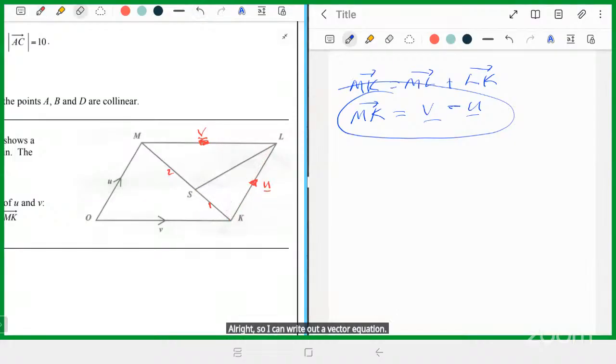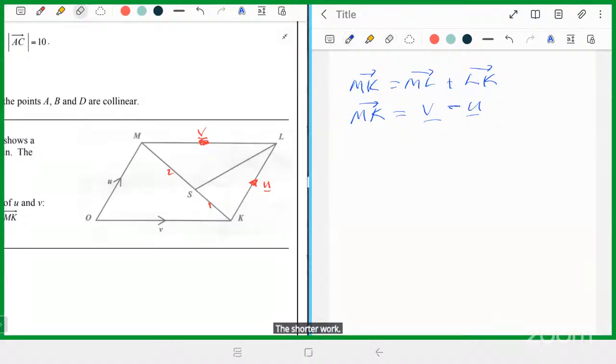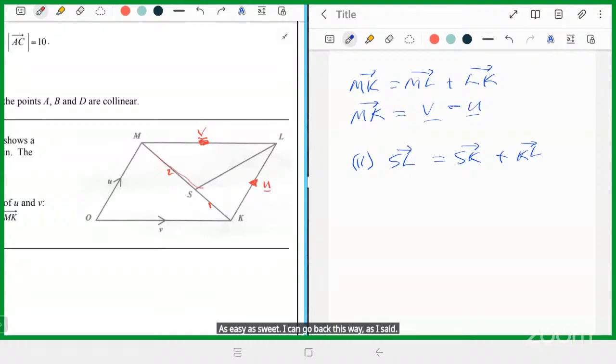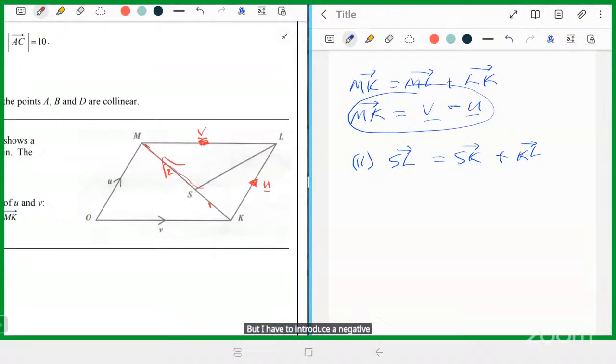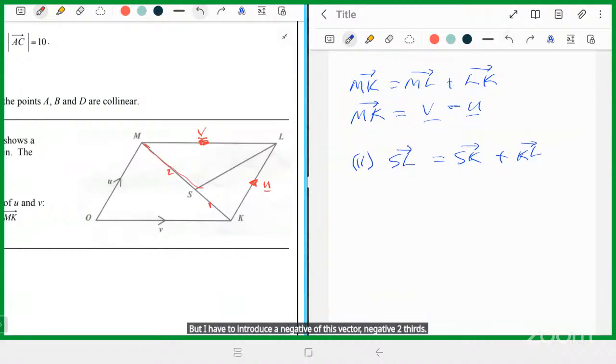right, to show the work. So for part 2, we could say to go from S to L, we can go from S to K first, and then go from K to L. That's the easiest way. I can go back this way, as I said, opposite direction, up here, as I said, but I'd have to introduce a negative of this vector, negative 2/3, because I'm going the opposite direction. Right? So I prefer to do it this way.